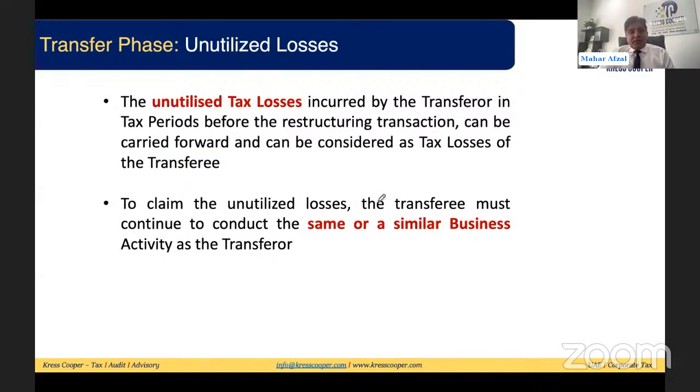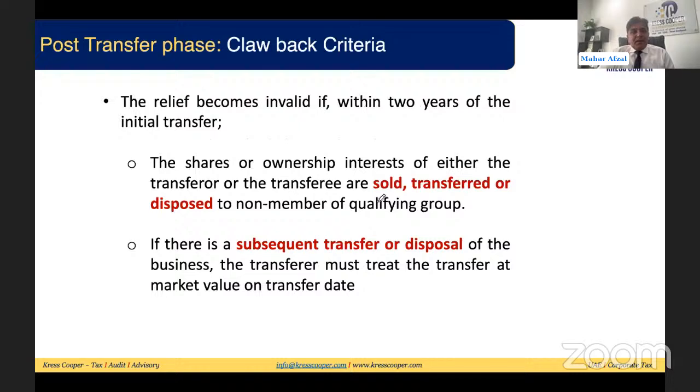Unutilized tax losses can be transferred as well, and the transferee will be able to adjust the unutilized tax losses for an unlimited period of time based on the general rules applicable to unutilized tax losses. The condition is that the transferee is conducting the same or similar business. Otherwise the relief becomes invalid, and this is the clawback. If the business is transferred within 2 years, this is the post-transfer phase.